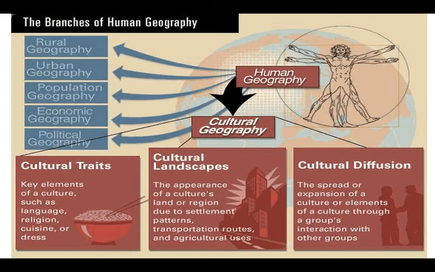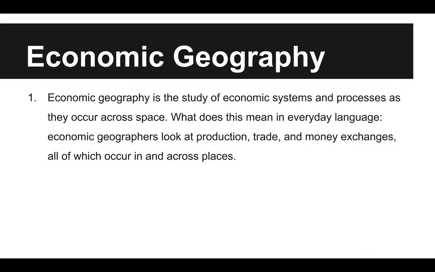Cultural geographers also are interested in cultural diffusion, which is the spread or expansion of a culture or elements of a culture through a group's interactions with other groups. They're interested in settlement patterns, transportation routes, the agricultural uses of land and how that impacts culture, the food people eat, the clothes they wear, languages spoken, religion. This is what cultural geographers study.